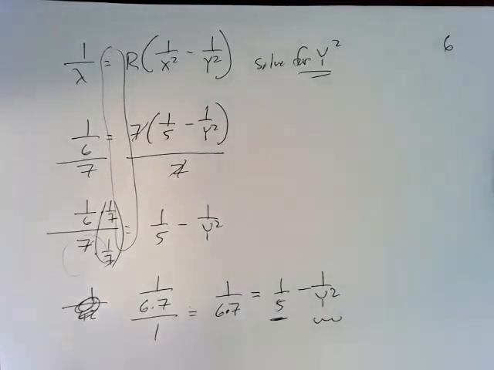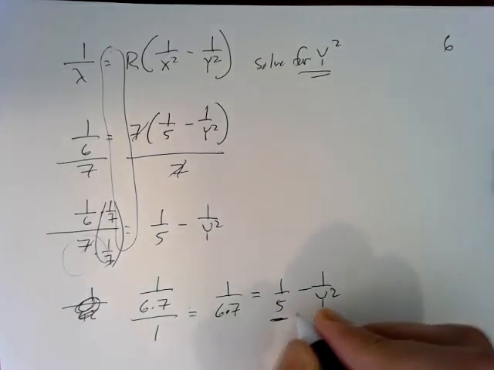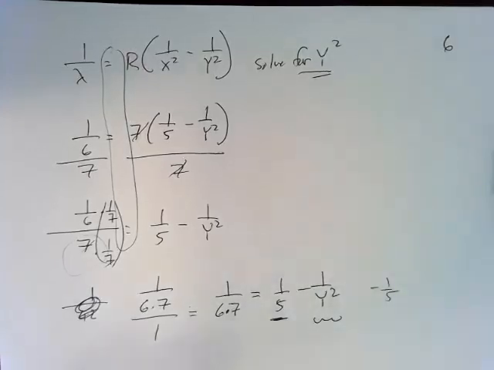Well, that says we got to get rid of this on this side. So how are we going to get rid of a positive 1/5 on that side? We've got to subtract 1/5. So we're going to subtract a fifth from that side. Well, if we subtract a fifth from this side, we have to subtract a fifth from this side. So we're going to have 1 over 6 times 7 minus 1/5 is equal to minus 1 over y squared.